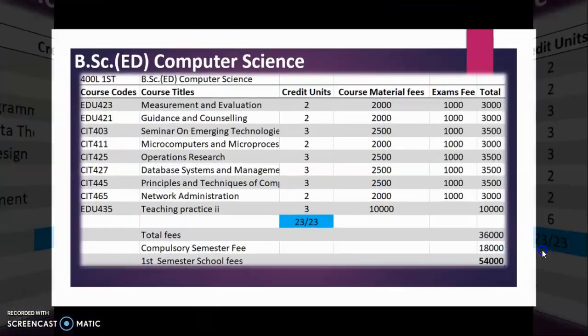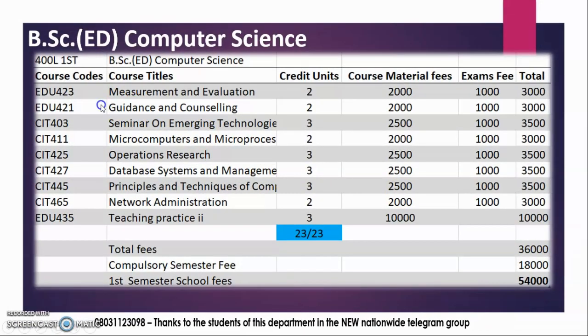Okay, 400 level first semester. You are still working on your education, and your third teaching practice is there too. You still have to pay your 10,000 and no exam fees. And there's the 18,000 compulsory fee. Your total fee is 54,000 for this semester, 400 level first semester.